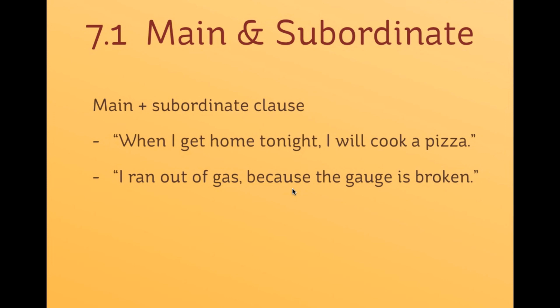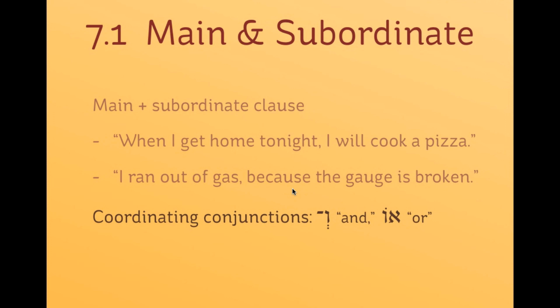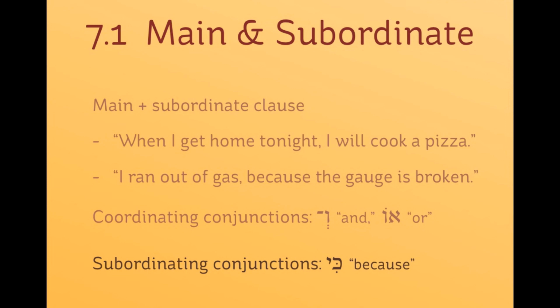You can also have coordinating conjunctions. The coordinating conjunctions keep those two things on the same level. And in Hebrew, the two most frequent coordinating conjunctions are ve and o. And one common subordinating conjunction that you've encountered is ki.